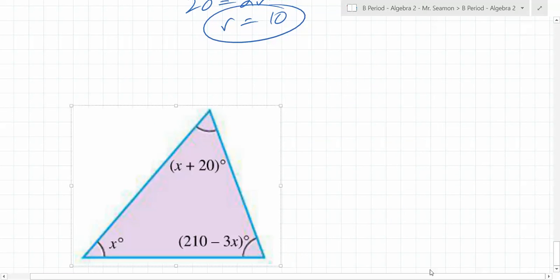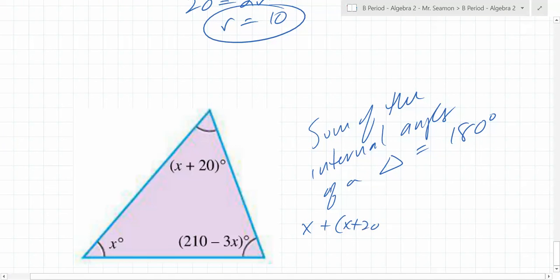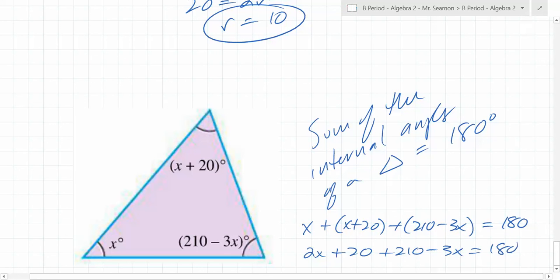Geometry. Yeah, the sum of the internal angles of a triangle equals 180 degrees. Let's put it together and see what we get. So you know you've got three angles. So you're going to have x plus 20 plus 210 minus 3x is equal to what? 180. So then we have 2x plus 20 plus 210 minus 3x is equal to 180.